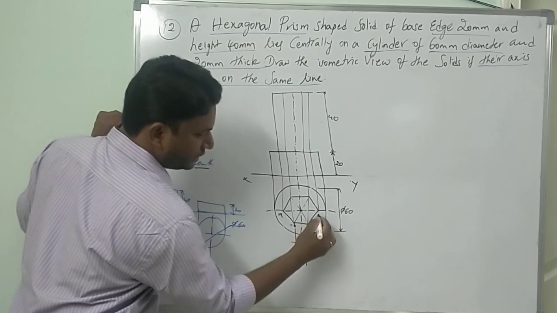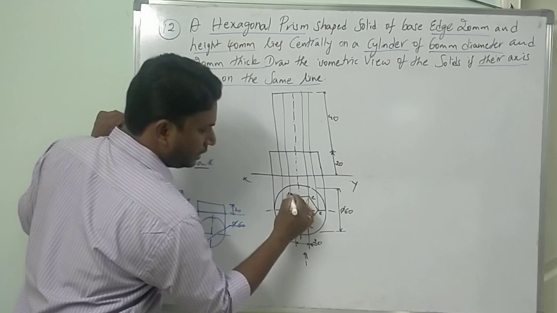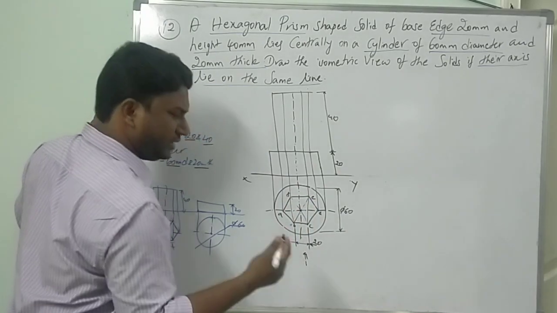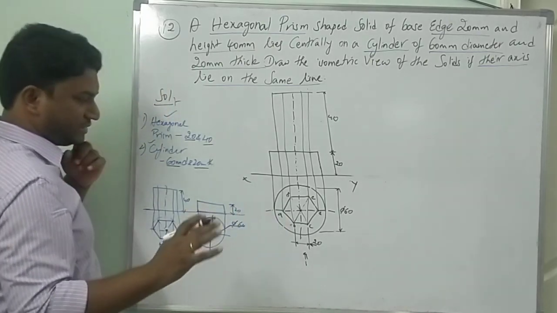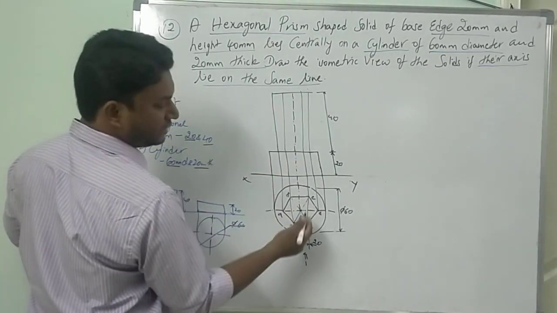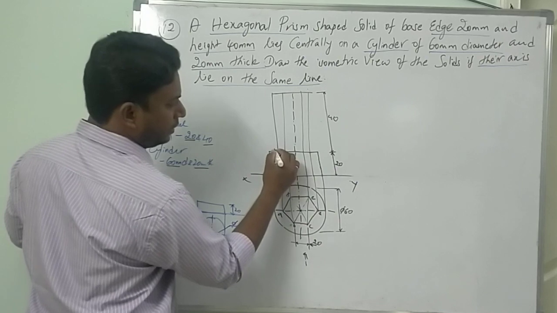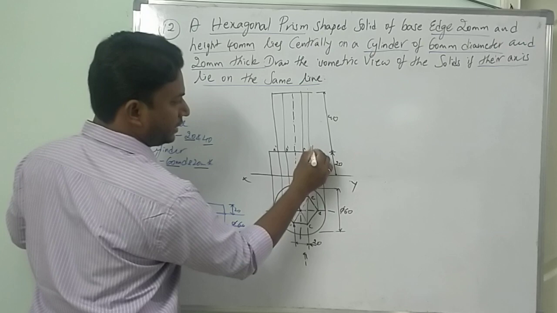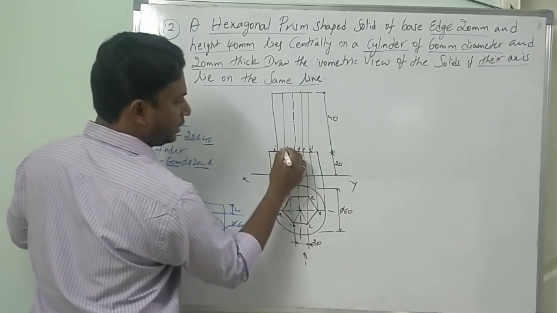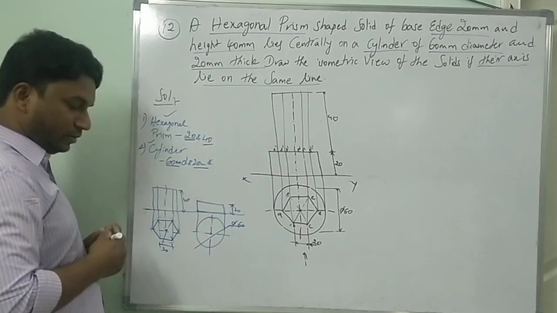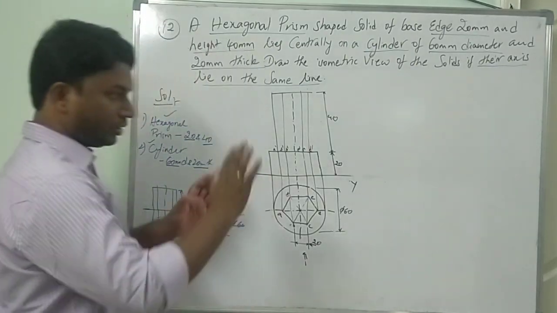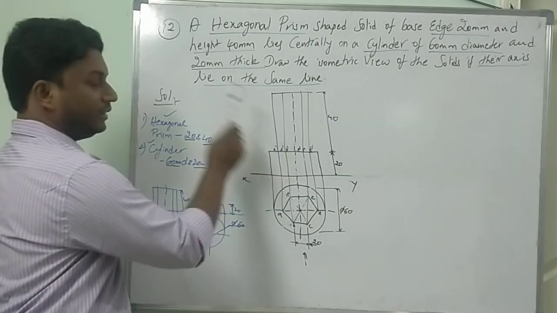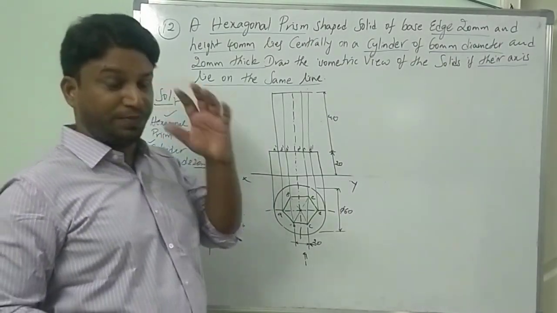A, B, C, D, E, F, right, outside, but inside there is nothing, just for the purpose. Just for the purpose, I am taking the bottom part here: A dash, B dash, C dash, D dash, E dash, F dash. Now we are supposed to draw the isometric view. Isometric view of the circle first, and then on that the hexagonal prism.